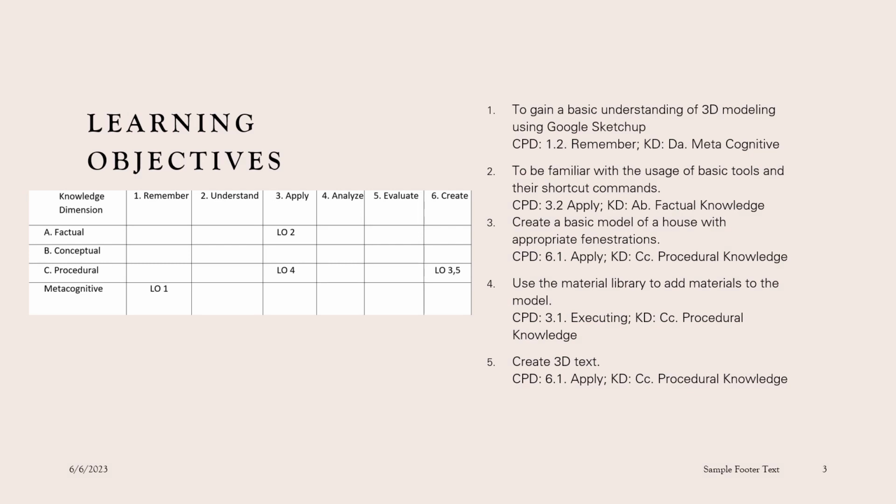These are the learning objectives of this e-learning system. The first is to get a basic understanding of 3D modeling. The second is to be familiar with the usage of the basic tools. The third is to create a basic model of, in this case, a house. The fourth would be to use the material library to add materials to the model. The fifth would be to create 3D text.